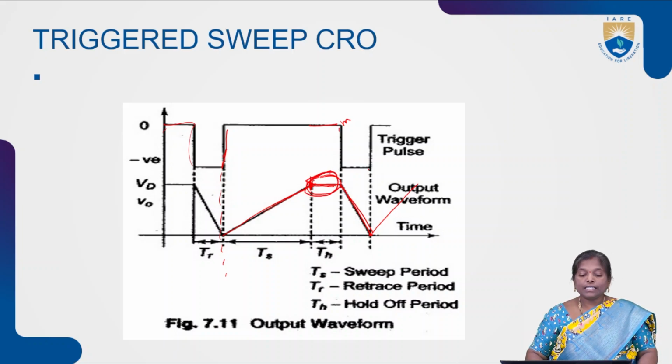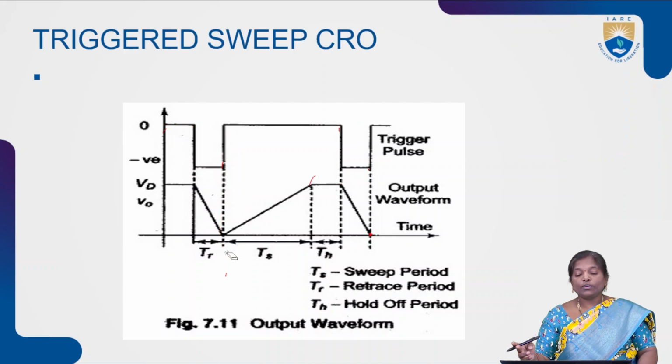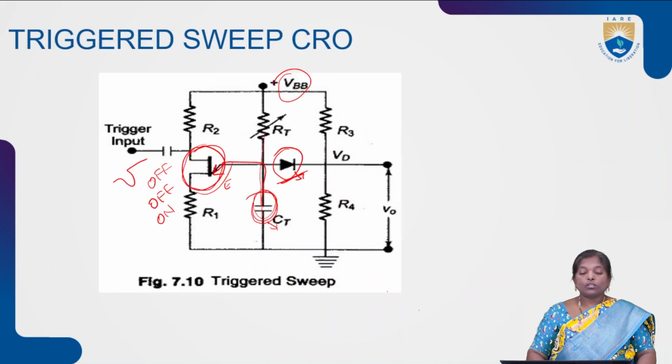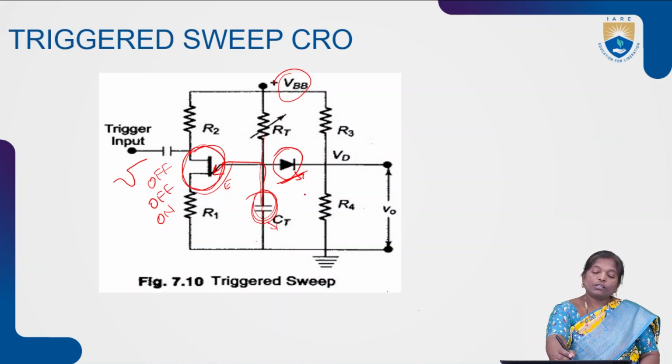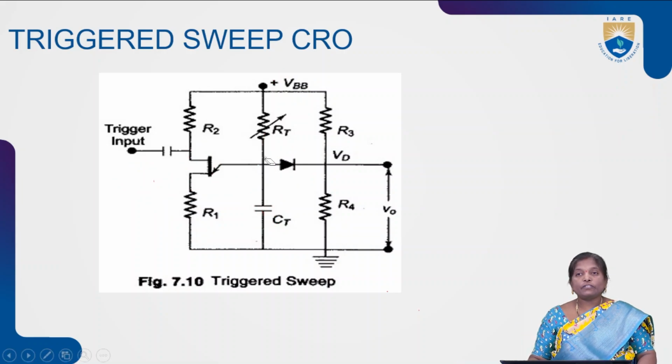This is the triggered sweep circuit. In this circuit, the output voltage is maintained constant when the diode reaches its cut-in voltage. Similar to the normal sweep circuit, the triggered sweep CRO also produces an output voltage that depends upon the charging and discharging intervals of the capacitor.